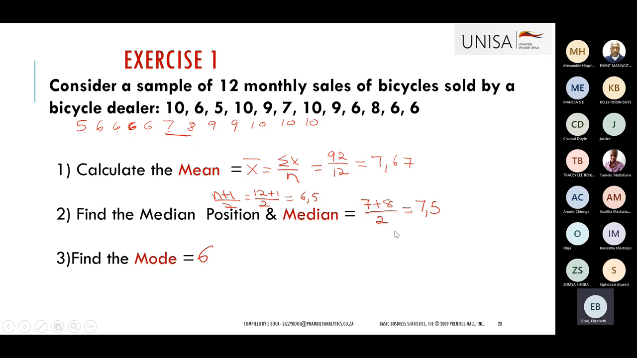Any questions? If there are no questions, okay, sorry, let me check also the chat. Manessa, yeah, your mean, I see there you have 992. So probably you didn't divide by how many there are. Remember, it's the sum of all of them divided by how many there are.